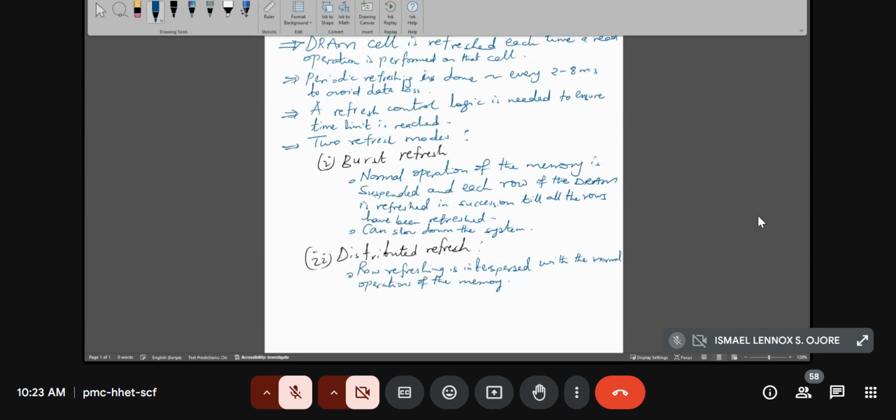And of course, this will be preferred because definitely it will not have as adverse effects as the burst refresh, and therefore this is widely used in modern systems. So most modern computer systems use this mode, that is the distributed refresh.